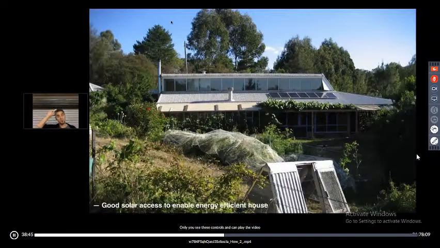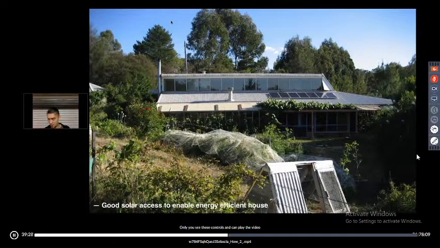Where you put it is also going to depend on you having good solar access to enable an energy efficient house with passive solar. That means you don't want to put your house somewhere where the neighboring hills are going to obstruct your solar access throughout the year. So in the northern hemisphere, you want it totally exposed to the south. In the southern hemisphere, totally exposed to the north.